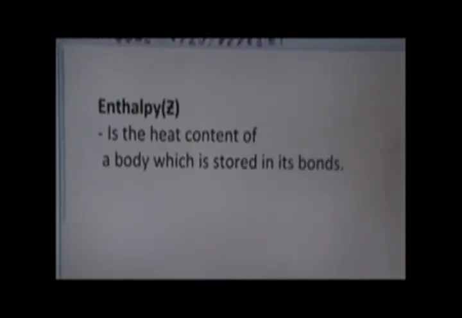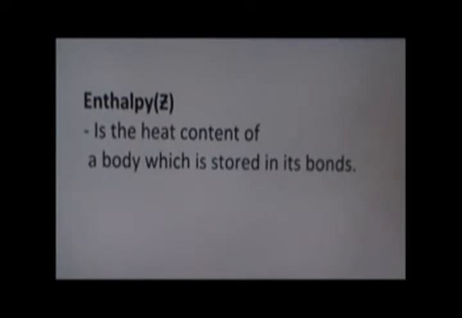What is enthalpy? Enthalpy is the heat of a body that is contained in its bonds. When you have carbon with oxygen, this line within there is what we call the bonds. Now this bond is formed or broken using heat, and that shows that there is heat in this carbon and oxygen bond. So enthalpy is heat that is in bonds.